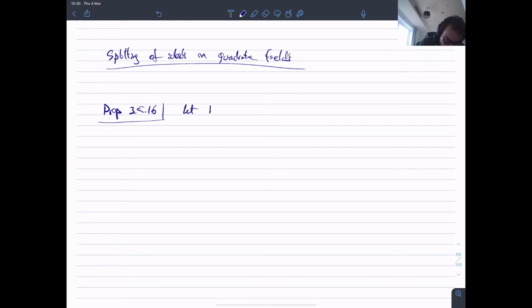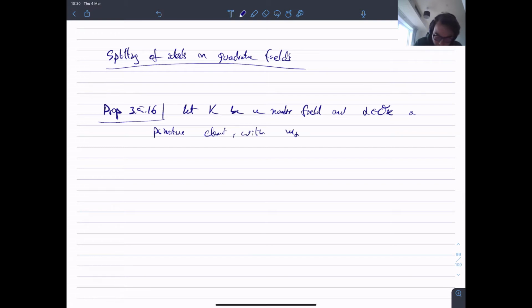So let K be a number field, and alpha in OK a primitive element, with the minimal polynomial, say m alpha, I want it to be Eisenstein, say at some prime p. Then this immediately tells me that there's going to be one prime which is totally ramified.